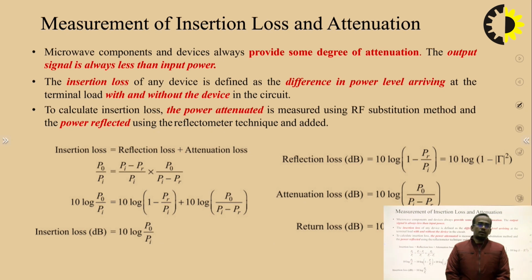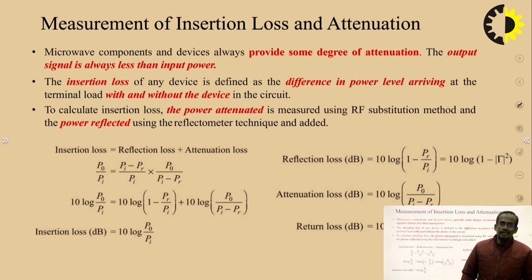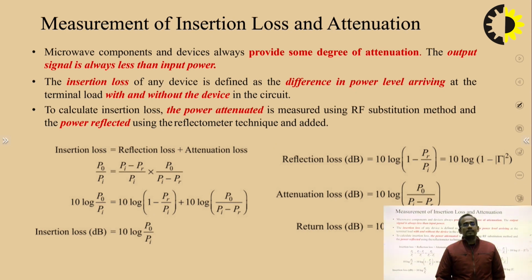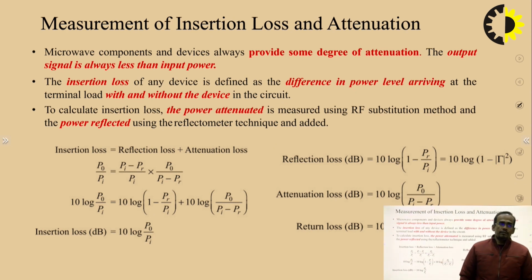Next topic is the measurement of insertion loss and attenuation. The microwave components and devices always provide some degree of attenuation. The output signal is always less than the input signal. So what is the reason? The signal has been attenuated within the system. The insertion loss of any device is defined as the difference in the power level arriving at the terminal load with and without the device in the circuit.